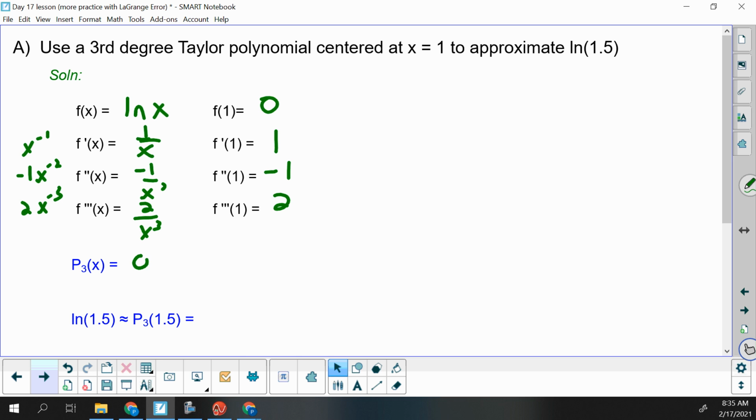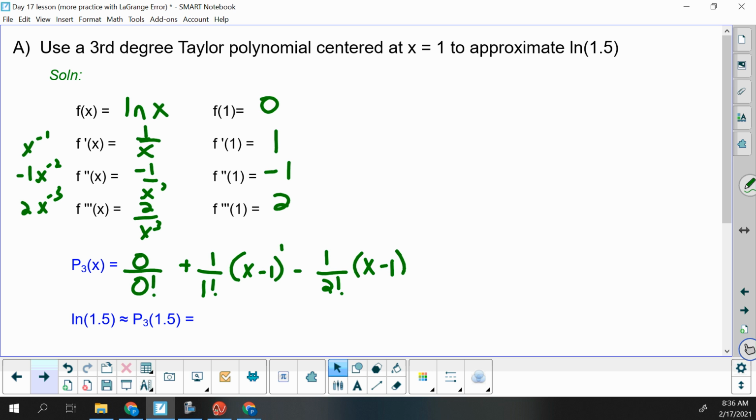So we're going to have 0 over 0 factorial plus 1 over 1 factorial. We're centered at x equals 1, so we'll have x minus 1 to the first, minus 1 over 2 factorial times x minus 1 to the second, plus 2 over 3 factorial times x minus 1 to the third.